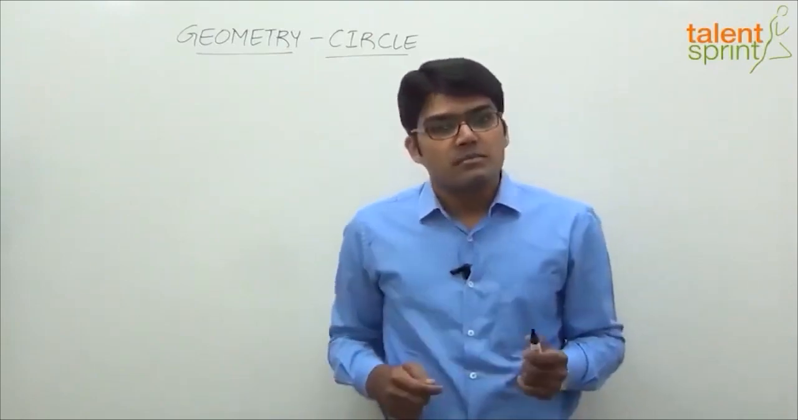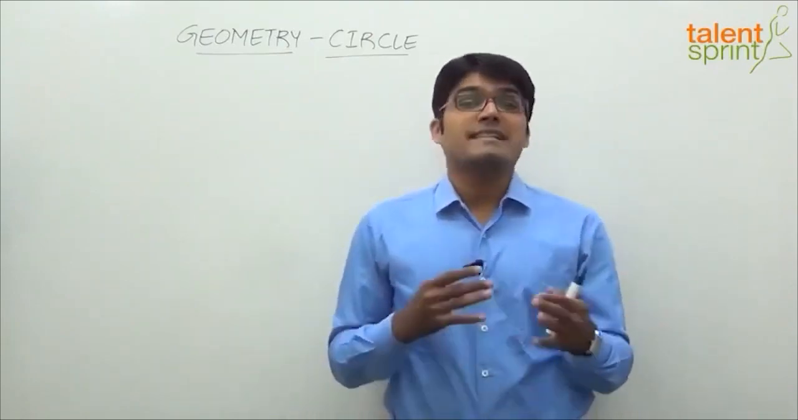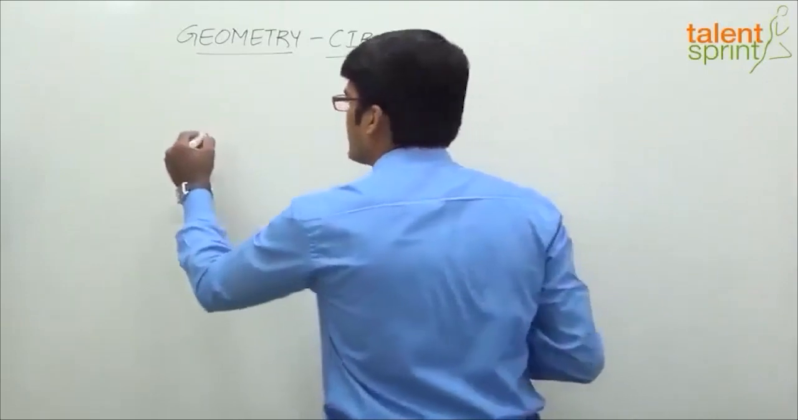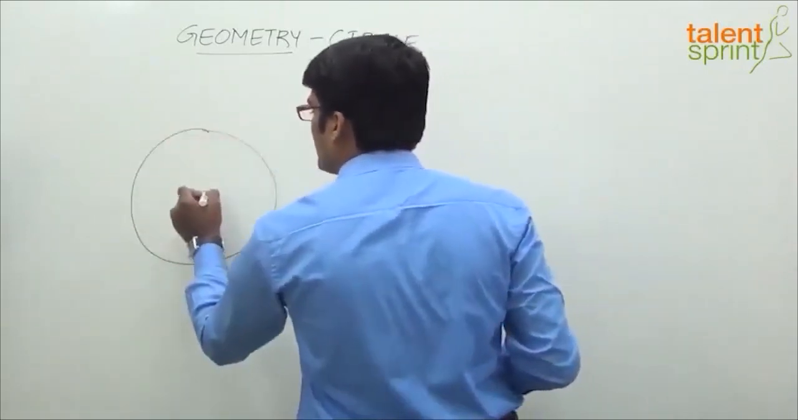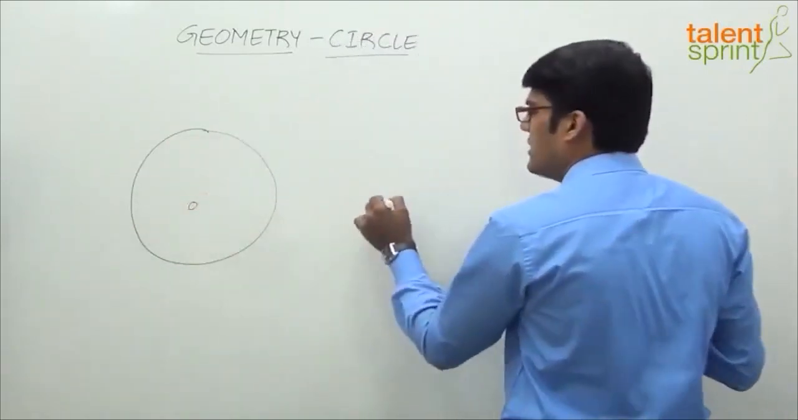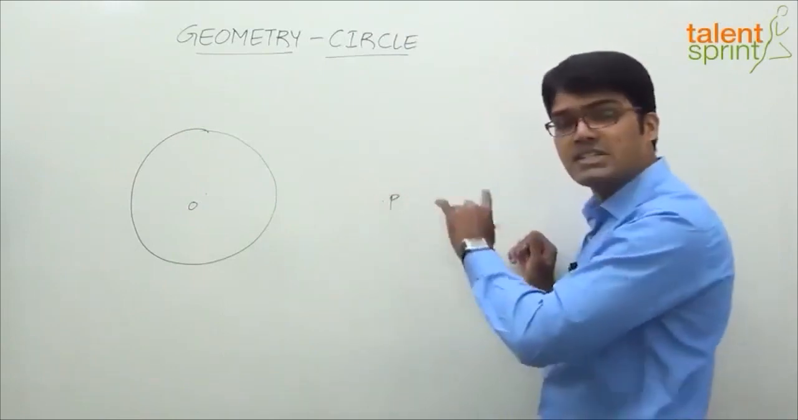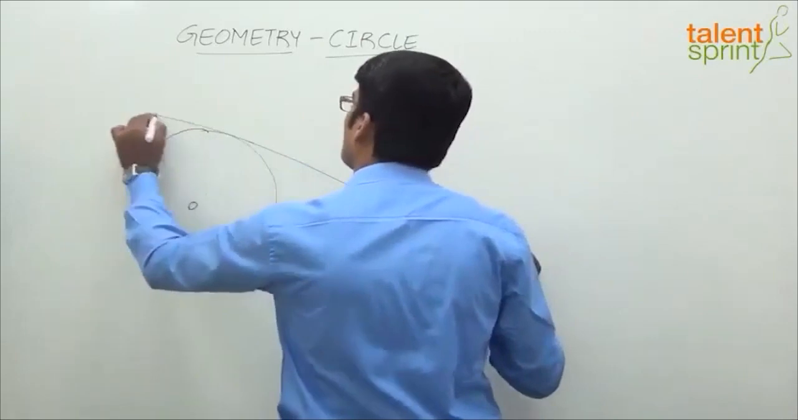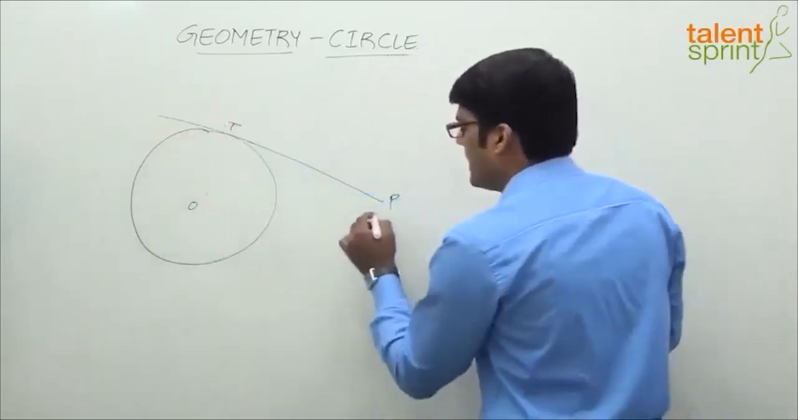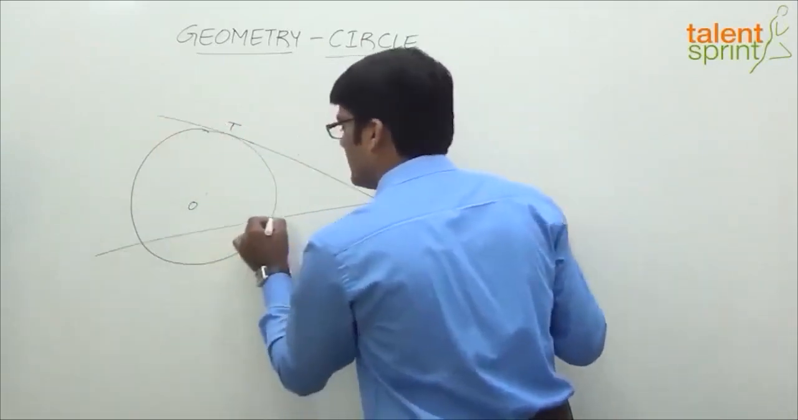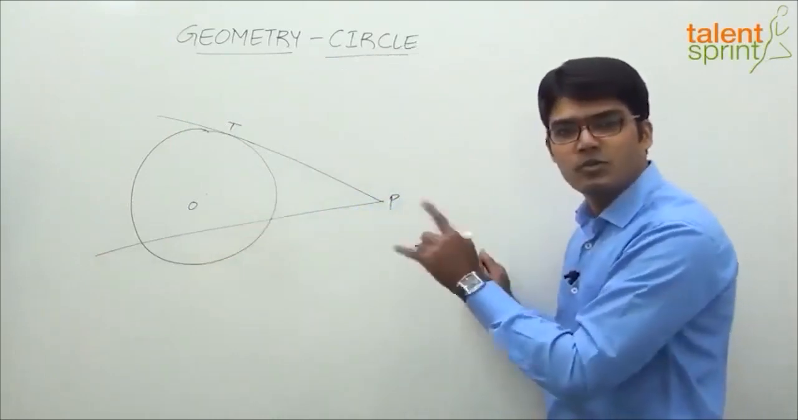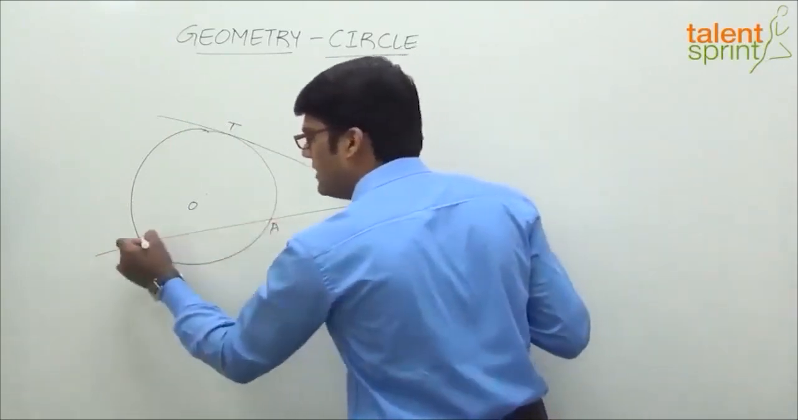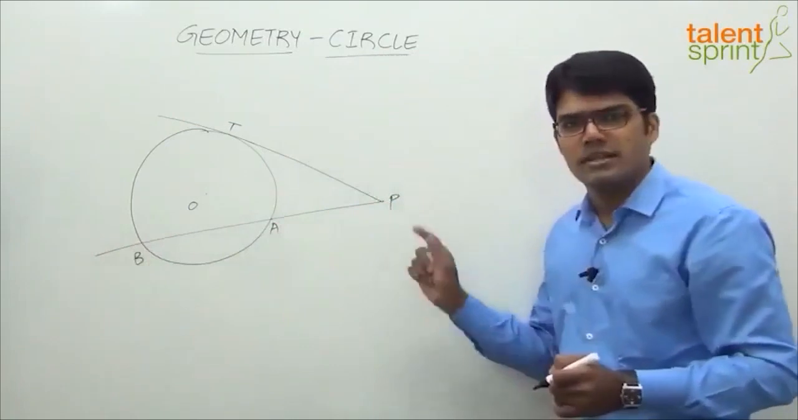So let's look at another property based on a tangent and a secant, right? Now let's say there is a circle with center O. Now from an external point P, you have drawn a tangent and a secant for the same circle, right? So let's draw a tangent. Let's say it is PT, the point of contact is T, and let's also draw a secant, right? Now a secant, you know, is a line that cuts the circle at 2 points, right? So PAB becomes the secant. We have already discussed the definitions here.